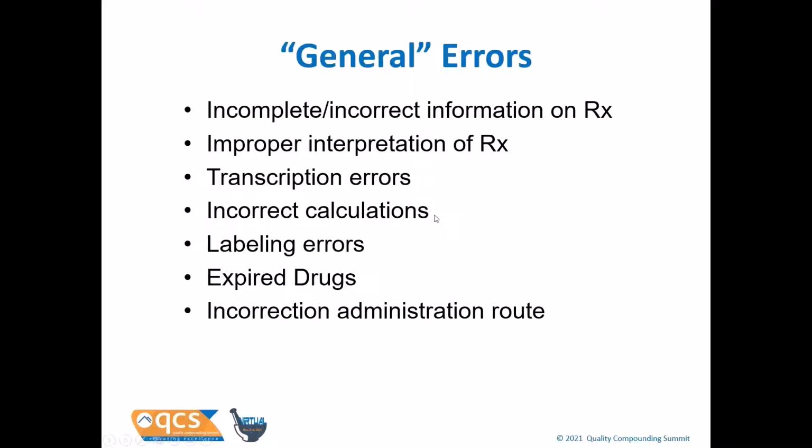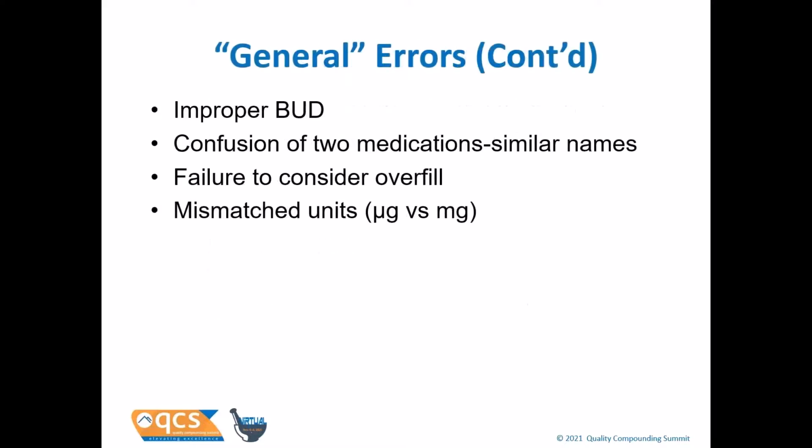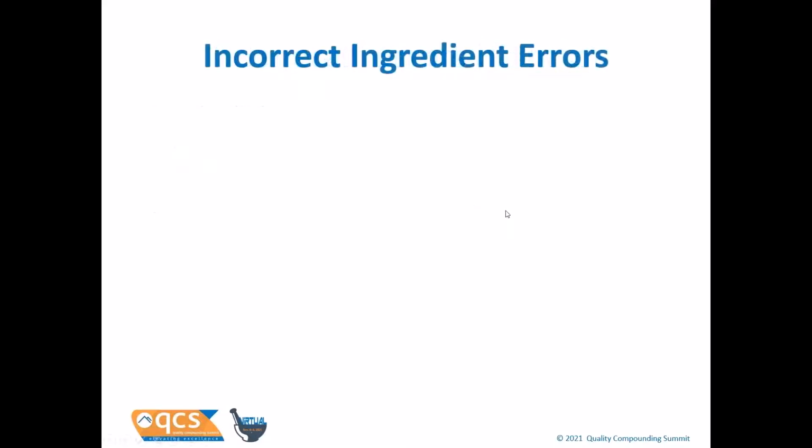And then one of the initial steps in compounding is to do the necessary calculations. And we'll talk about that again in a few minutes, but incorrect calculations are a primary problem in the area of compounding. And another has to do with mismatched units and misinterpreting micrograms for milligrams, and all of a sudden you've got a factor of 1,000 that you're off, and that can really be an issue.